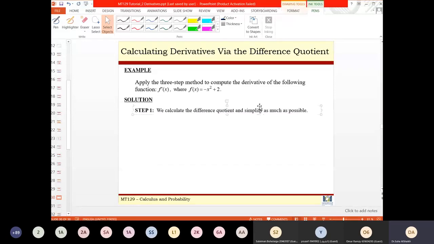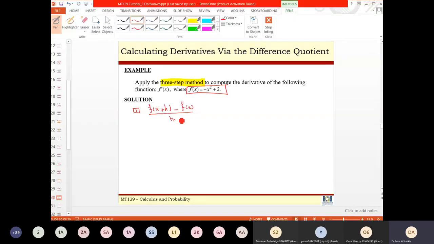So they want you to use the 3 steps method to compute the derivative of this function. The function is f of x equals minus x squared plus 2. The first step is finding f of x plus h, and then we subtract f of x from it. Then we divide everything by h. What does f of x plus h mean? It means in the function, change the x with x plus h.